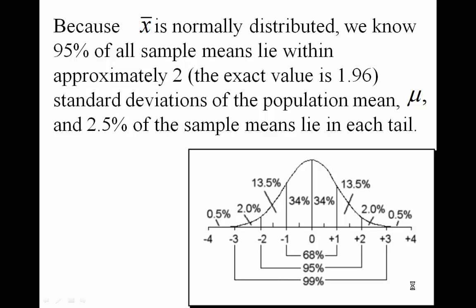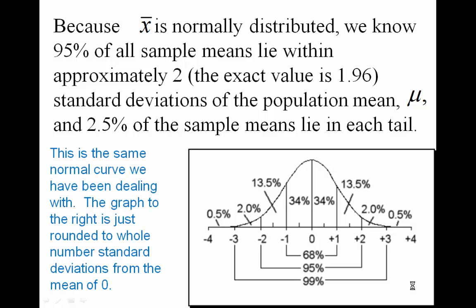Because x bar, the sample mean, is normally distributed, we know 95% of all sample means lie within approximately 2 standard deviations of the population mean mu, and 2.5% of the sample means lie in each tail. So this is the same normal curve we've been dealing with. The graph to the right is just rounded to whole number standard deviations from the mean of 0. Because we were using it to approximate, it's easier to say plus or minus 2 standard deviations than it is 1.96 standard deviations. But now we're going to use the 1.96 value.